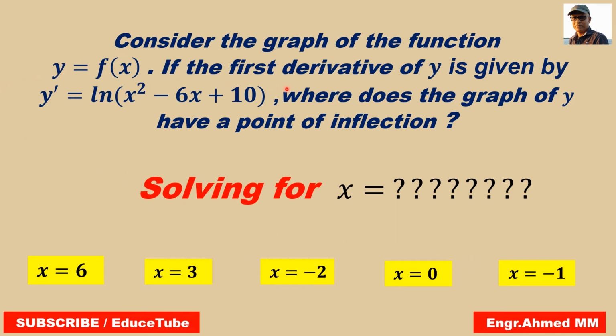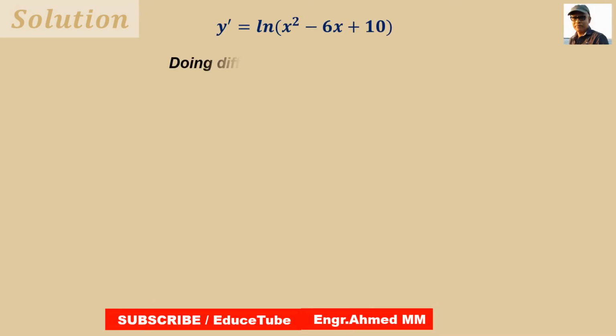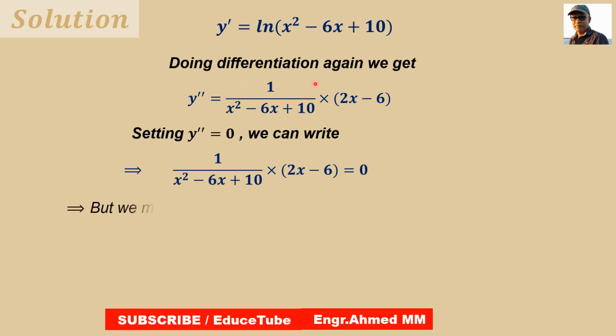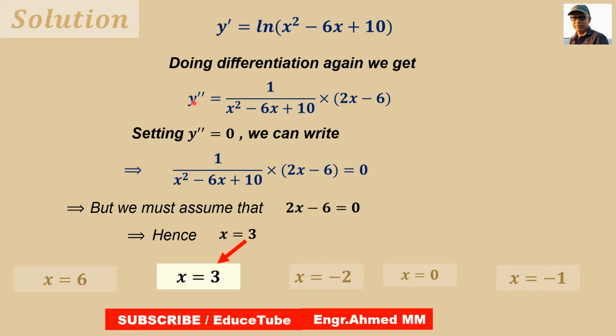So let's take this first derivative to solve the problem. An inflection point is a point on a smooth plane curve at which the curvature changes sign. The inflection point and the second derivative of a function are interrelated, so inflection points are determined with the help of the second derivative.